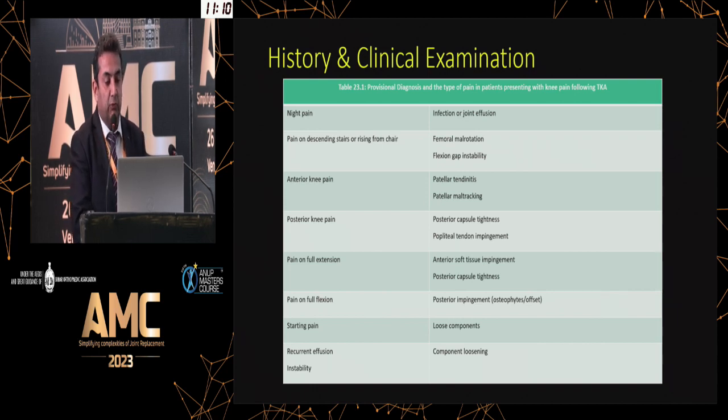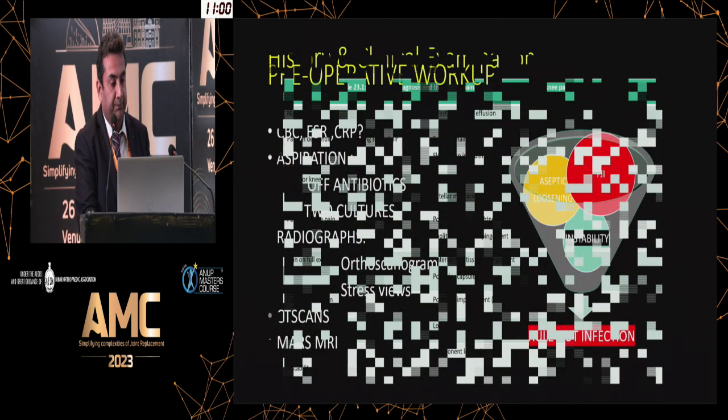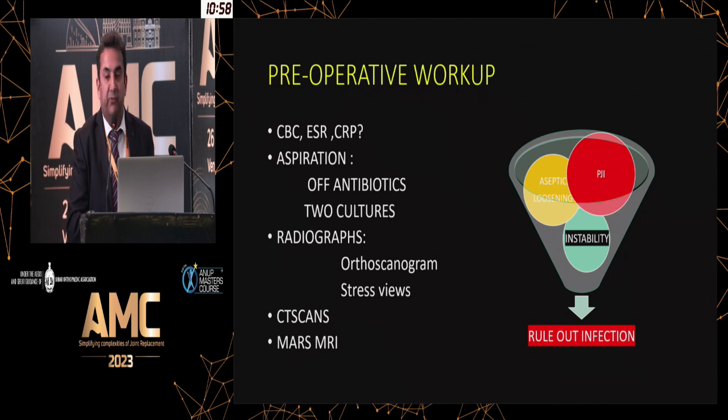If he has pain on full extension, there might be soft tissue impingement or posterior capsular tightness. Startup pain and recurrent effusions indicate instability and component loosening. So preoperative workup essentially requires blood markers, CBC, ESR, CRP, and they should be within the normal range. Whatever may be the cause of a revision or pain, you have to rule out infection in all the cases.